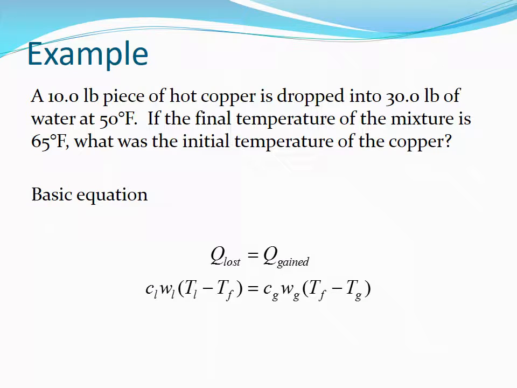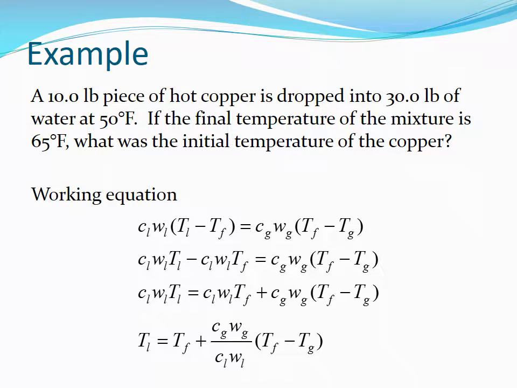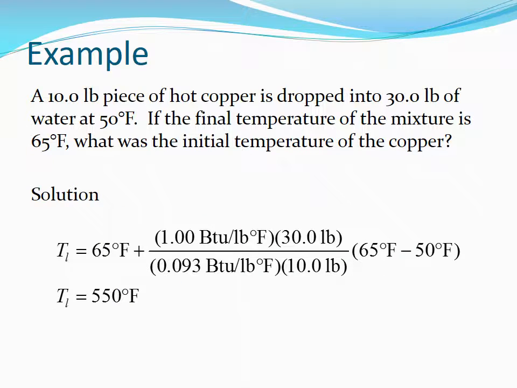The basic equation is the specific heat equation for mixtures. The working equation solves for the initial temperature of the copper. This takes some algebra. Substituting what we know into the working equation, we find an initial temperature of the copper of 550 degrees Fahrenheit.